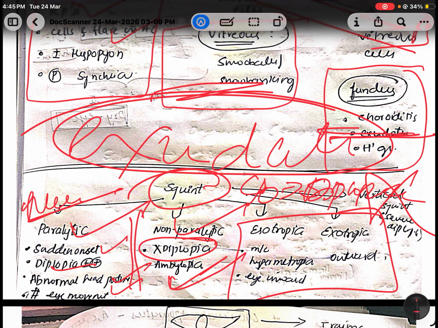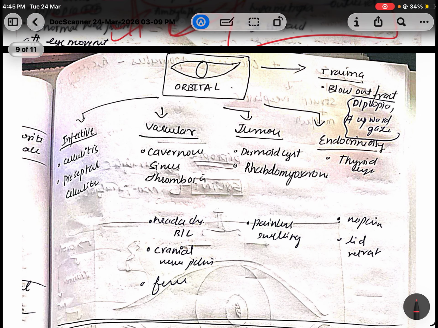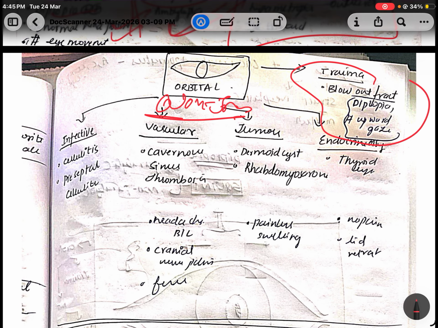Have general things in mind, that's what I would say. Then again, orbit, the major thing is orbit is something where I rest. Again, you might have traumatic and non-traumatic. For convenience's sake, let me club all this under non-traumatic. And in traumatic you might have floor fractures and also chemical injuries. But these are the things which you need to know in non-traumatic.